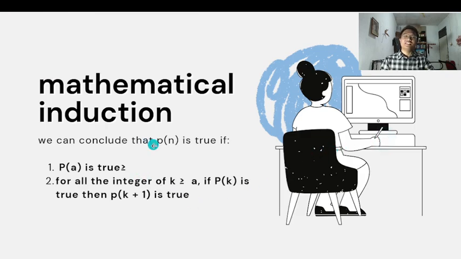And then again, this is the step. If Pa is true, we can conclude that Pn is true. And then for all integers k greater than or equal to a, if Pk is true, then Pk added by 1 is true.